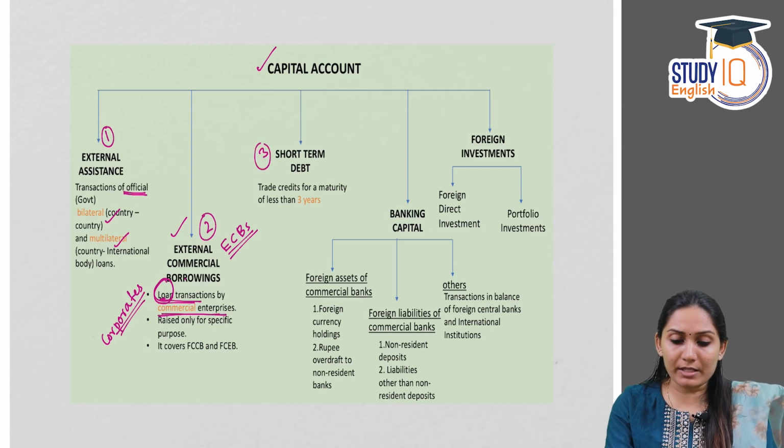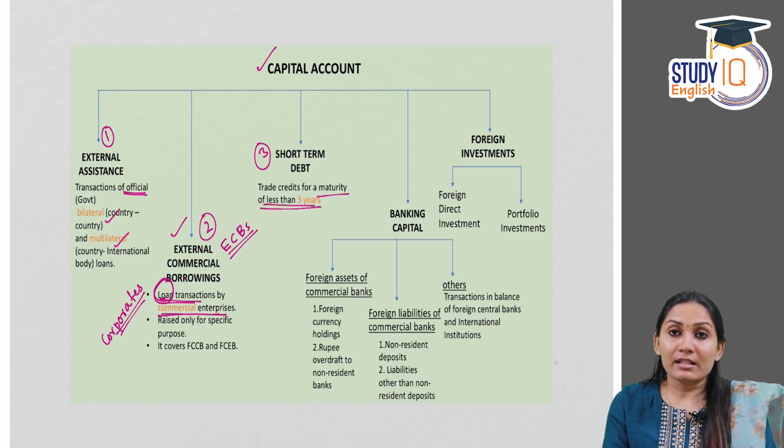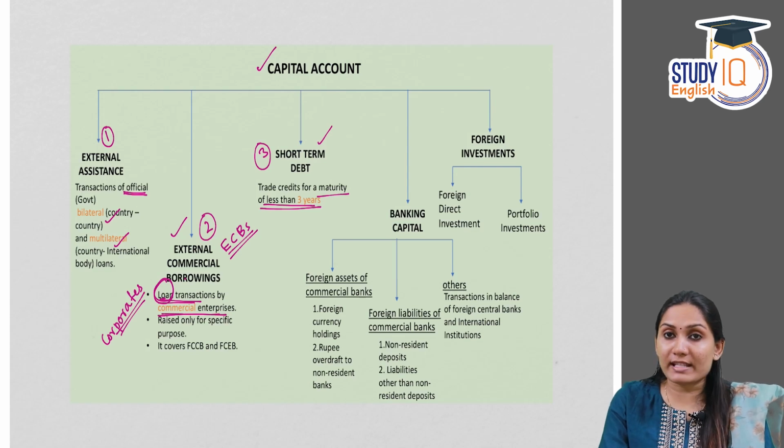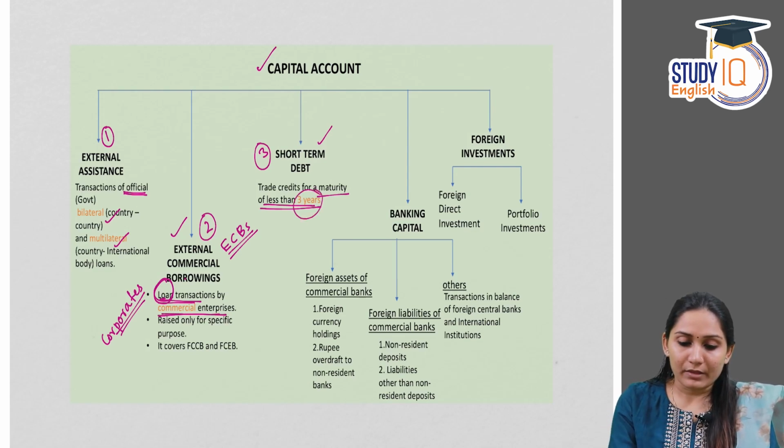Next, third component is short-term debt. Short-term debt includes trade credits for a maturity of less than 3 years. We have seen that in case of the external sector, short-term refers to a period of less than 3 years. So, short-term debt refers to trade credits for a maturity period of less than 3 years. Here, 3 years is the short term that has been referred to.